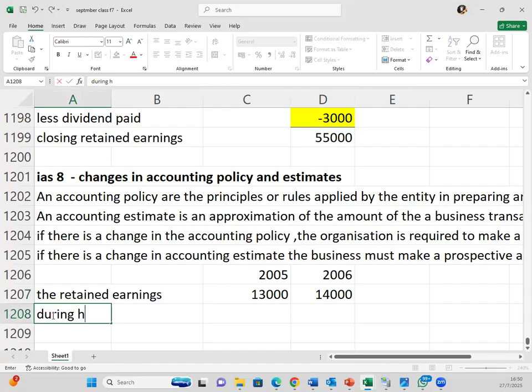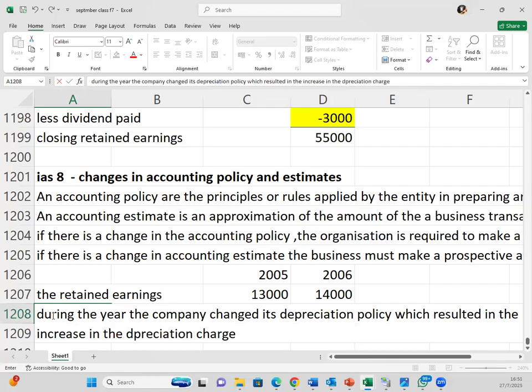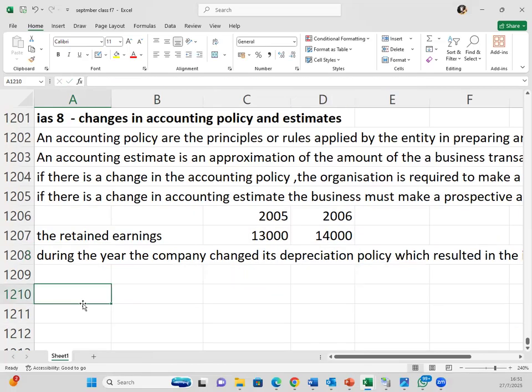During the year, the company changed its depreciation policy which resulted in the increase in the depreciation charge by 1,200. So they've changed the policy they were using.